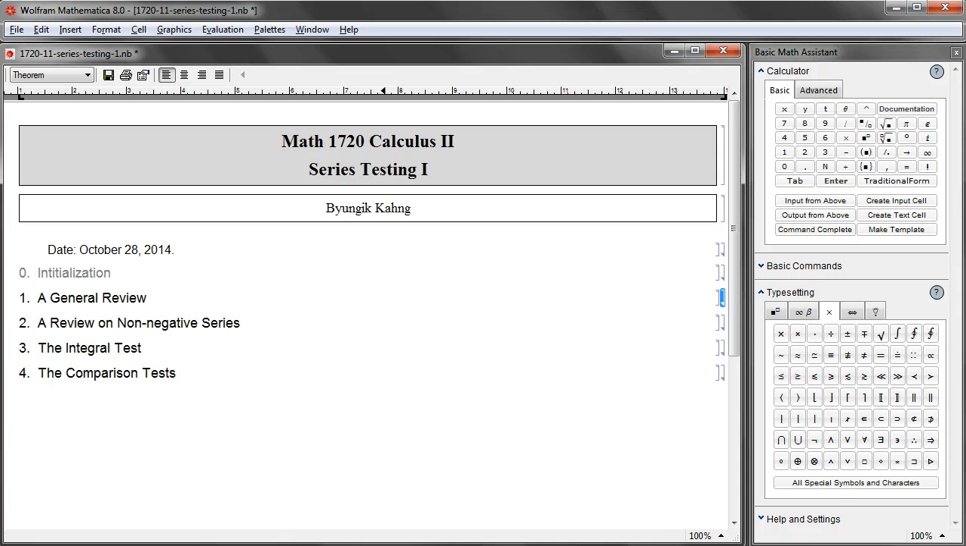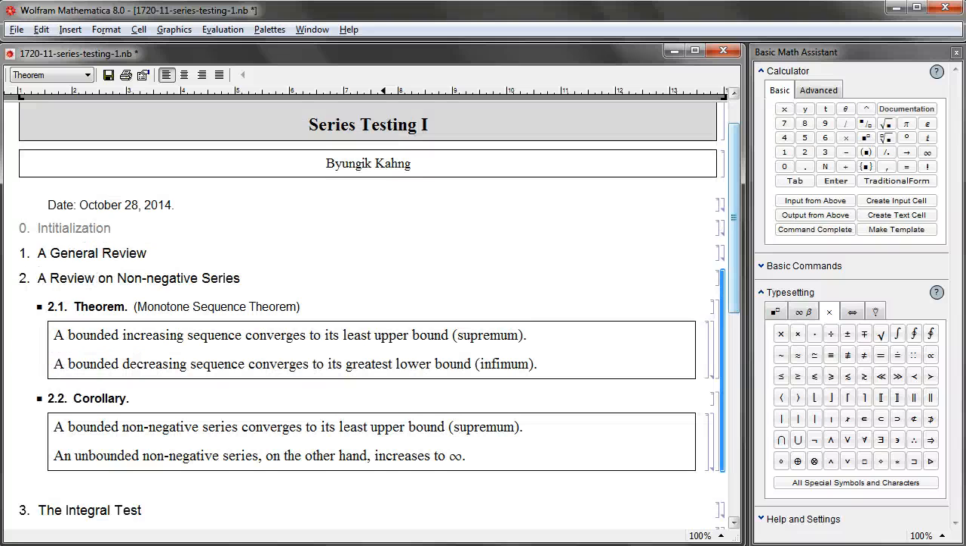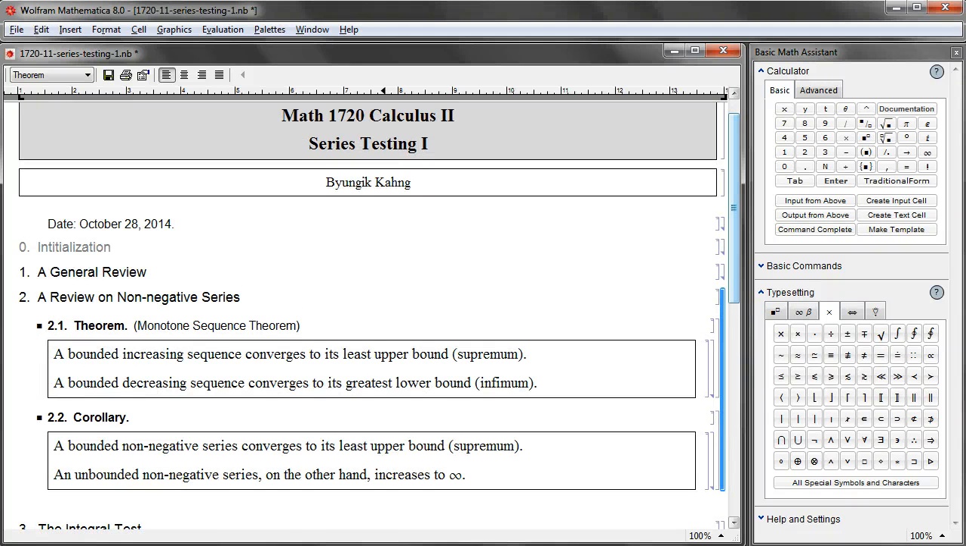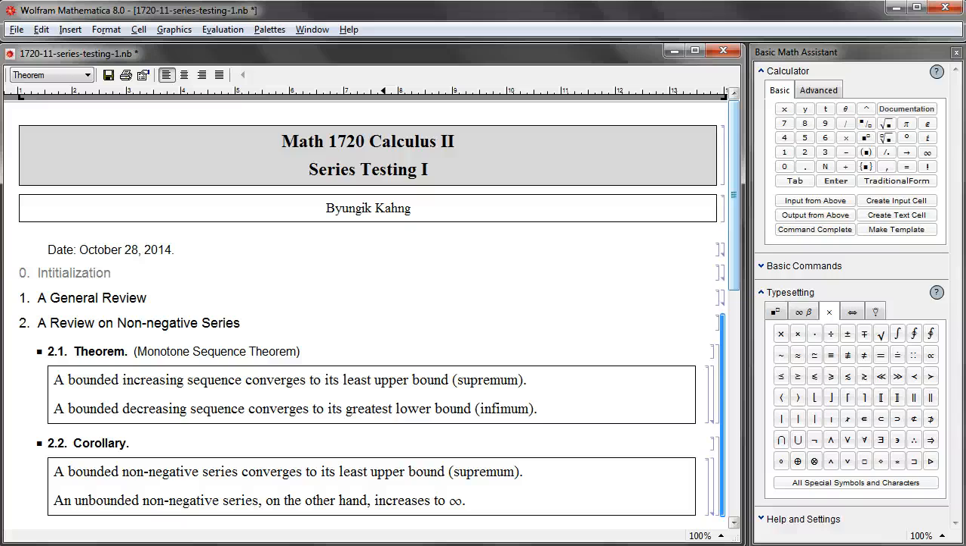Oh, just one more thing before that. The integral test and then the comparison test are both about positive term series. We'll just keep adding positive numbers. Consequently, the sequence of partial sums is increasing. So the monotone sequence theorem applies. A bounded increasing sequence converges.